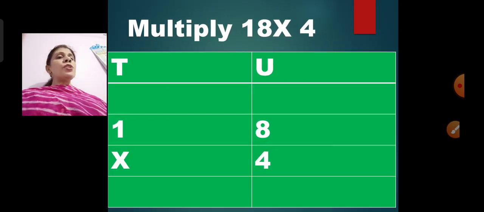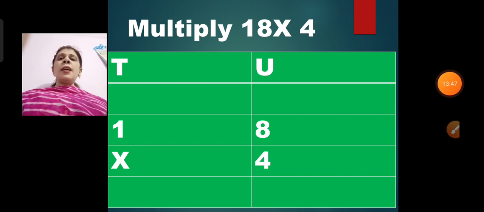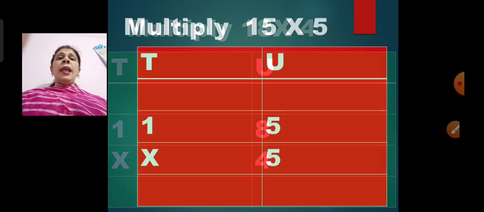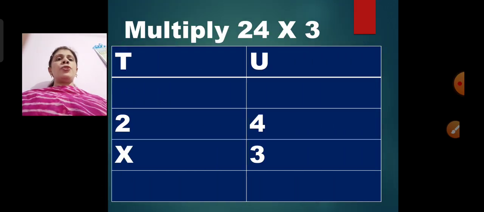Then write the first question, 18 multiplied by 4. Make a row, make a column, arrange the numbers according to the place value, tens and units, and then start your sum. Okay? Start your sum writing. You will start with the first question. Your first question will be 18 multiplied by 4 and it will end at the last question. I will show you where.